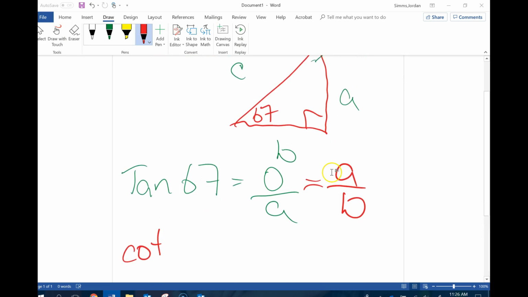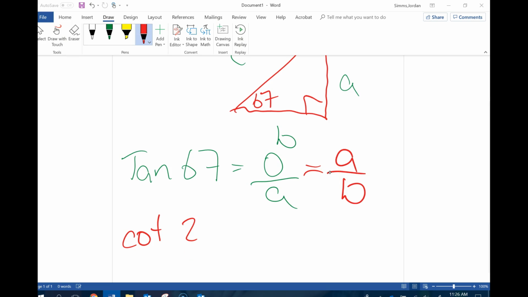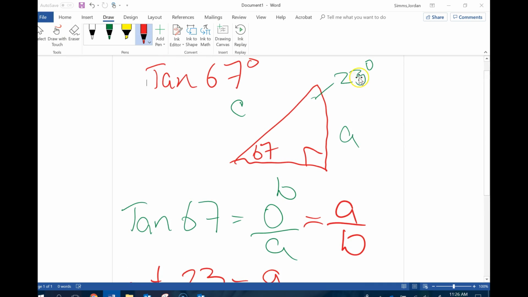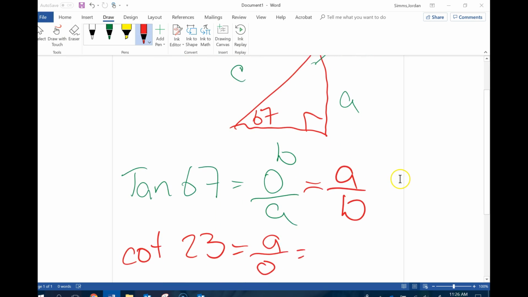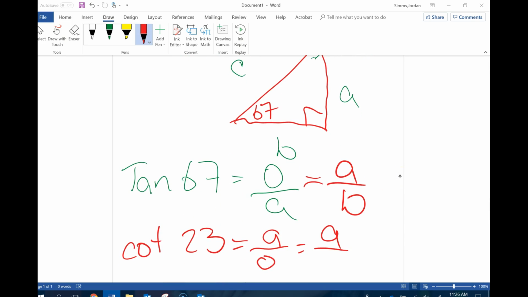of our other angle, 23 degrees, the cotangent of 23 is going to equal the inverse of that, the adjacent over the opposite side. And if we look at that with respect to 23, the adjacent side is A and the opposite side is B. So here we can see we're proving this. It's the same ratio. It's the same setup, A over B.